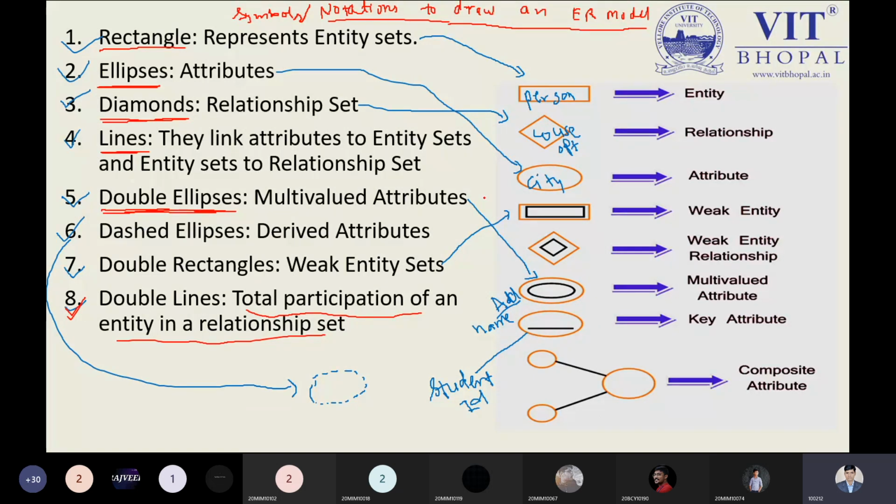Address, your name. Address can have the permanent address or the temporary address. If you're talking about the name, the name can have first name, last name, and middle name. All these are represented by this one. So if we have an attribute which is required to handle multiple information, then we use the multi-valued attribute. Now we have the dashed attribute.